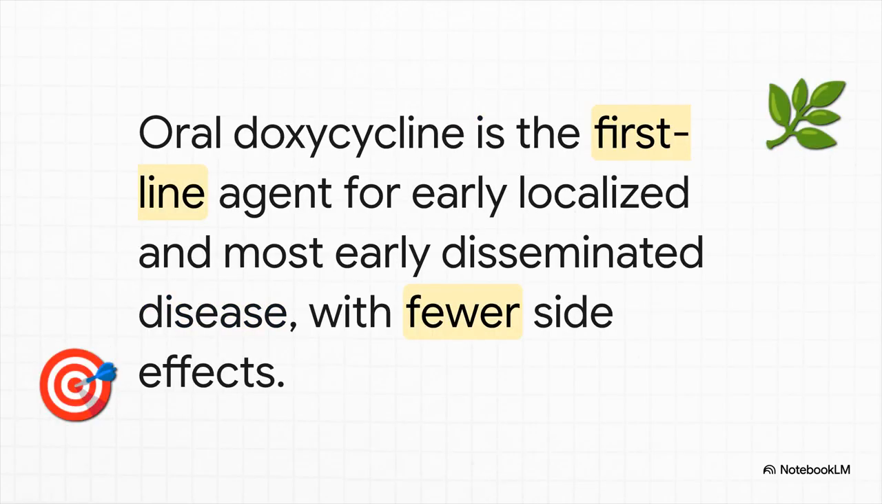And its utility doesn't stop there. It's also a powerhouse for Lyme disease. For early localized disease and even most forms of early dissemination, oral doxycycline is just as effective as intravenous beta-lactams. But it comes with a much more favorable side effect profile. So that makes it the clear first-line agent, which simplifies treatment and really helps with patient adherence.